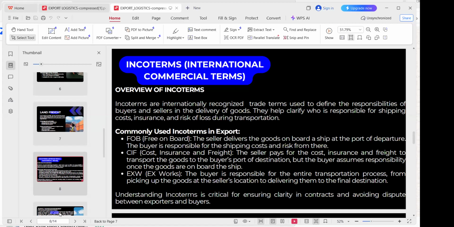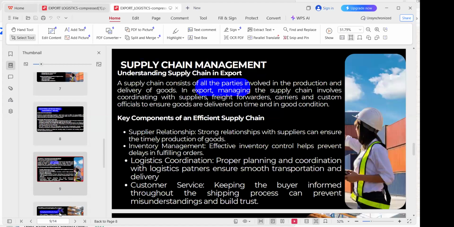Supply chain management. A supply chain consists of all the parties involved in the production and delivery of goods. In exports, managing the supply chain involves coordinating with suppliers, freight forwarders, carriers, and customs officials to ensure goods are delivered on time and in good condition.